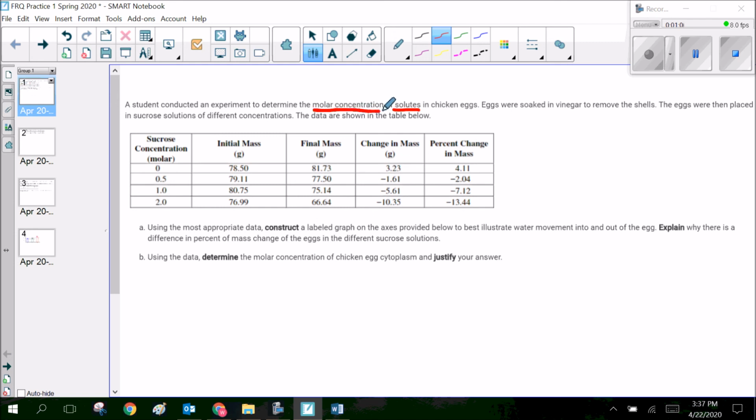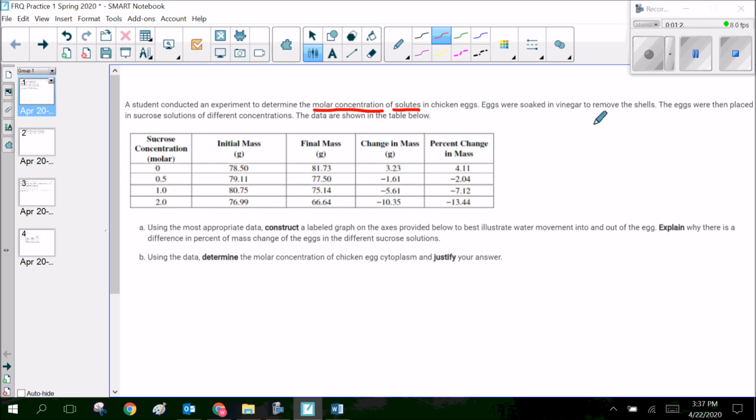A big part of this is remembering associations. If I'm remembering correctly, when we talked about molar concentration of solutes, or solute concentration, which is a big word here, then we were talking about tonicity. So I know this has got to have something to do with tonicity.